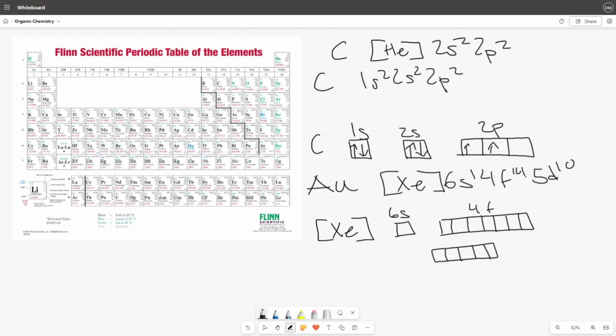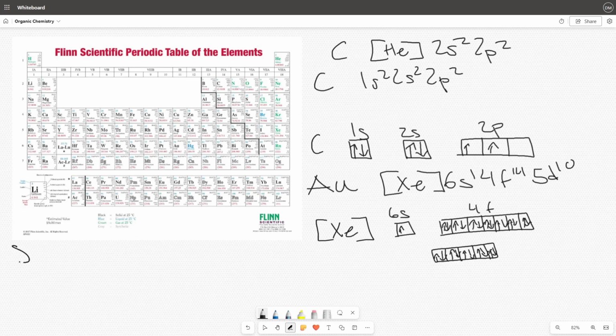Now, let's start with 4f14 first, because that's pretty simple. Since it's fully filled, we're going to have an up, down, up, down, and we're going to keep on going. Sorry if it's a little messy, but all these squares should have an up, down, each representing two electrons per square. For the 5d, it's going to be the same thing, up, down, up, down, up, down, up, down, up, and down. And for the 6s, since it has only 1, even though it comes before, it's not going to be completely filled.